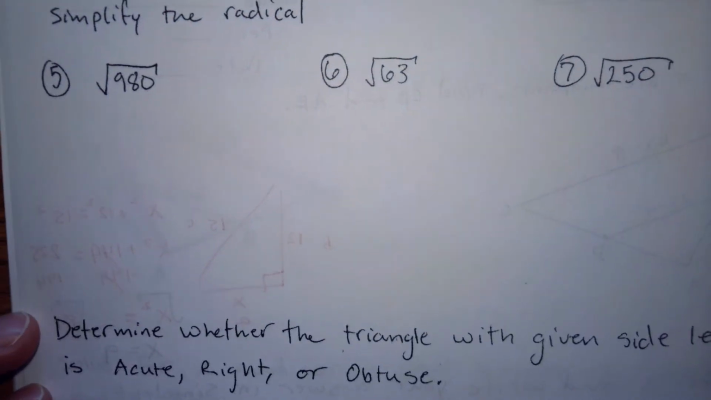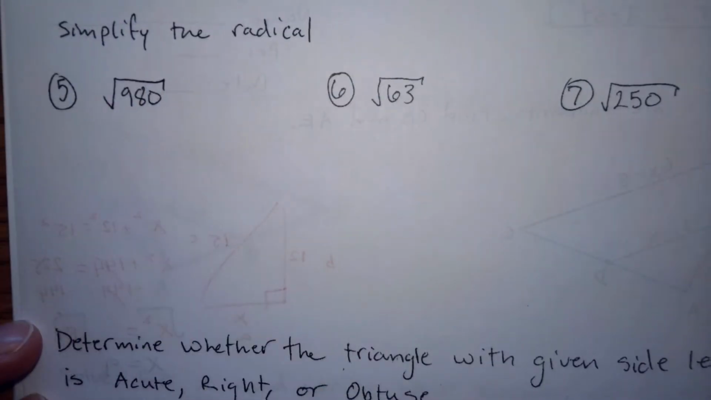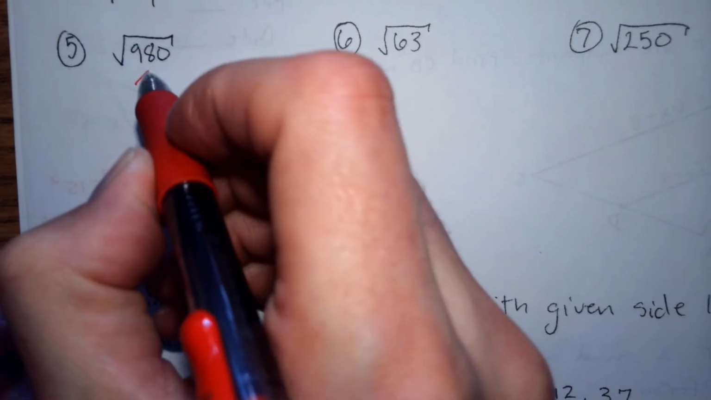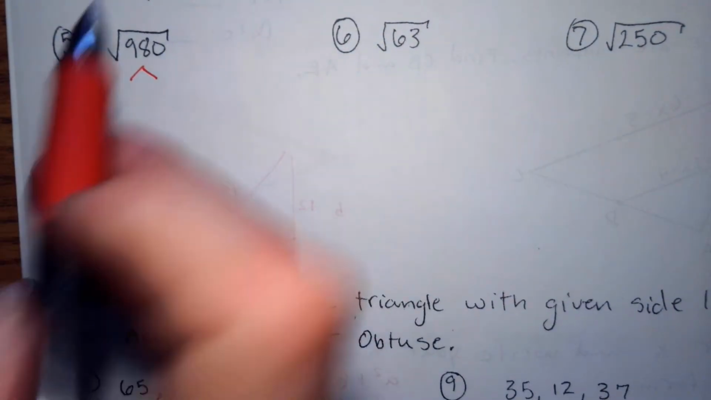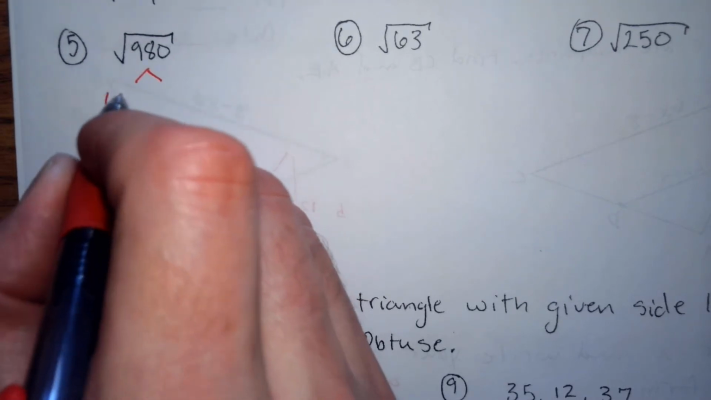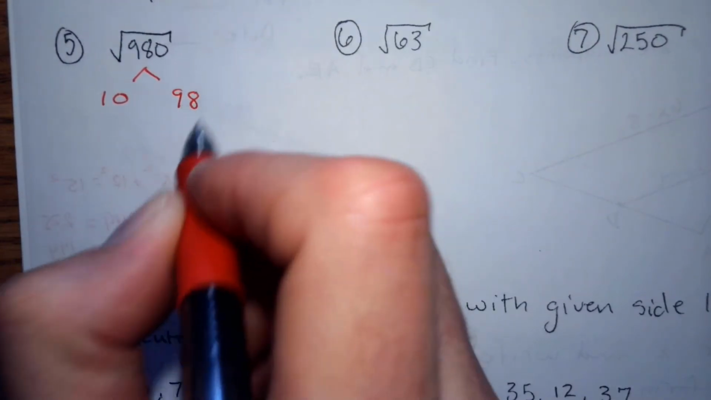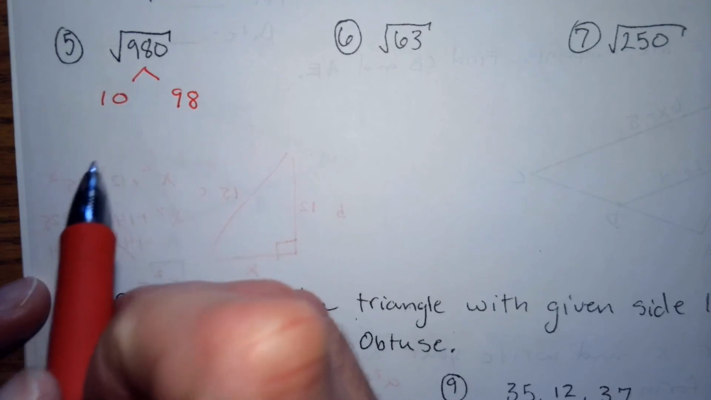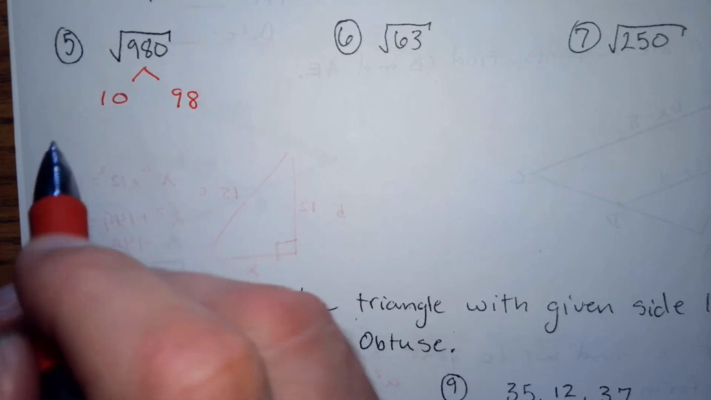For number 5, simplify the radical. That means we're breaking this down. My first thought, anytime something ends in a 0, is, okay, something times 10. 10 and 98. Or you could have divided this by 2. That's fine as well. Doesn't matter.